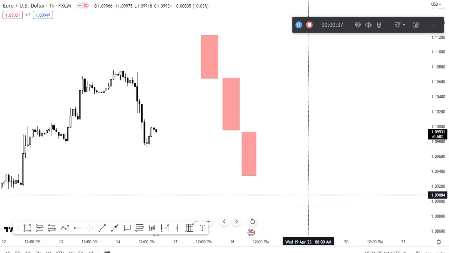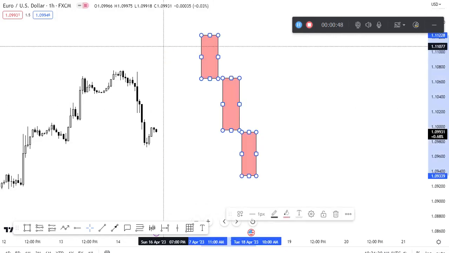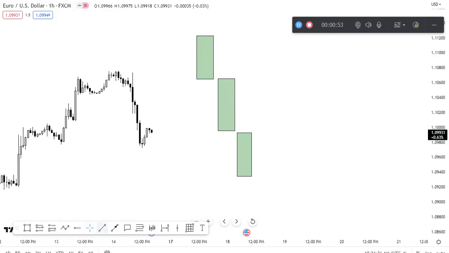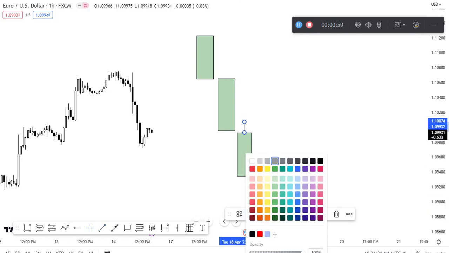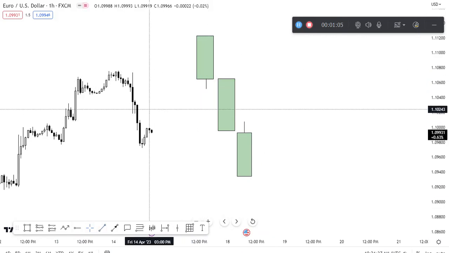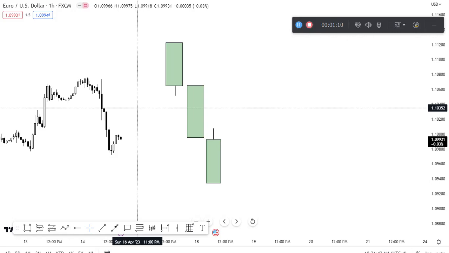A fair value gap is... I can make this nice and black, and then make this green. Give this candlestick a wick like that. Manually sketch it out. So what a fair value gap is, is zones within price in which price has not completely distributed or filled.